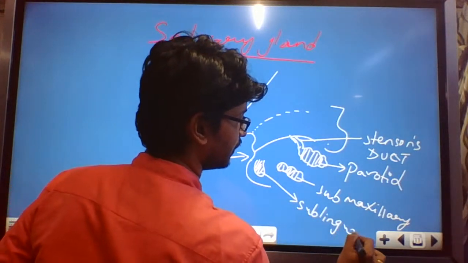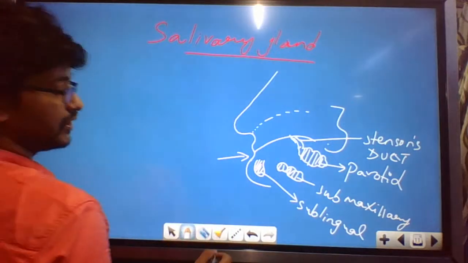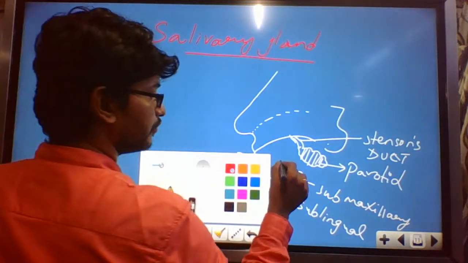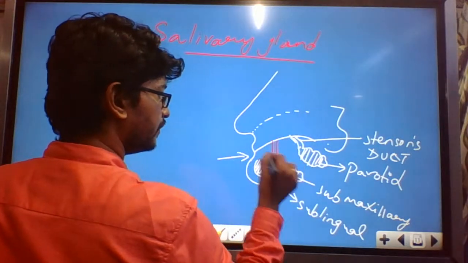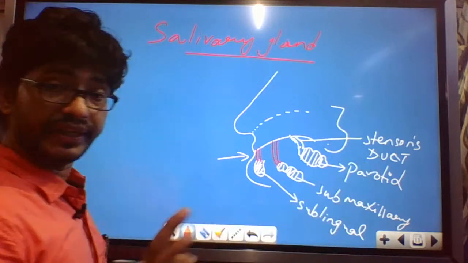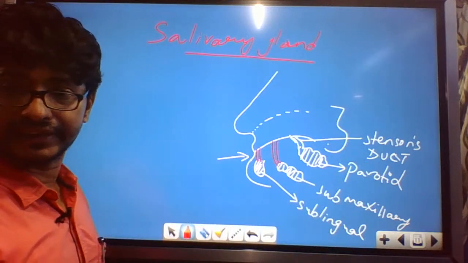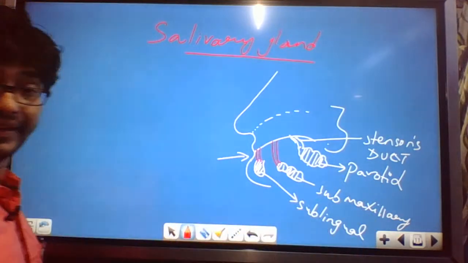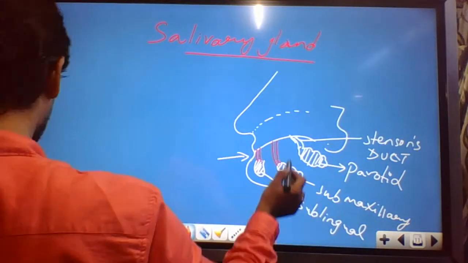Sublingual gland. This is also connected by means of ducts, you could see here. So there are three types of salivary glands: parotid gland, submaxillary gland, and sublingual gland.